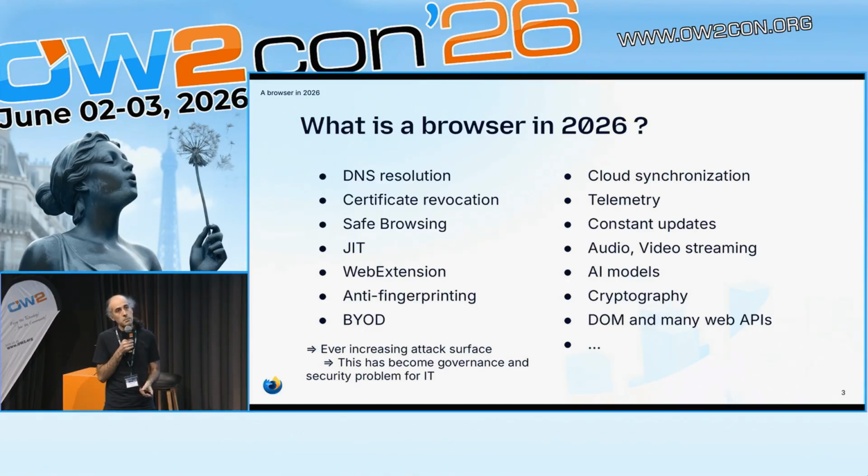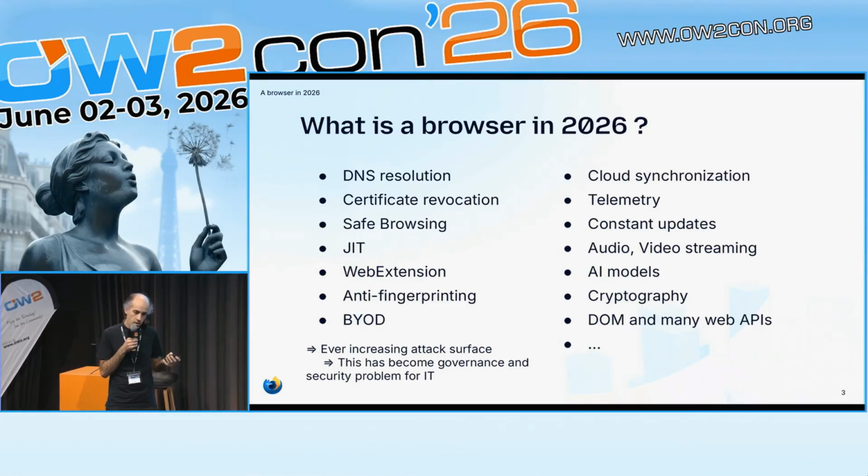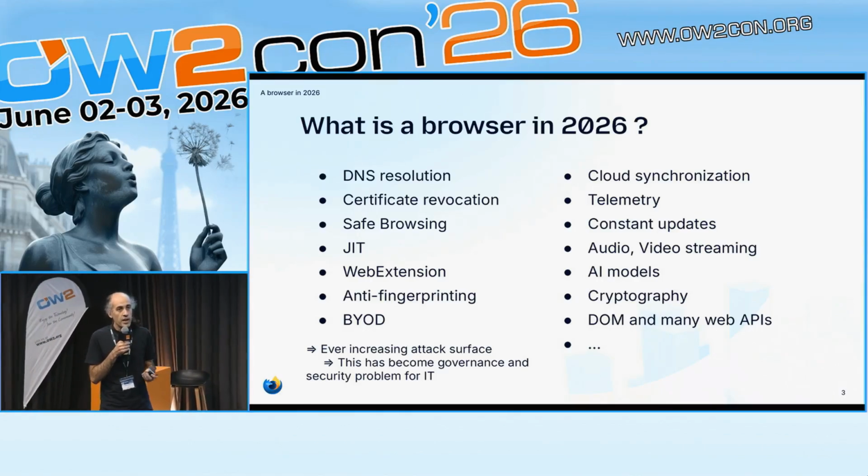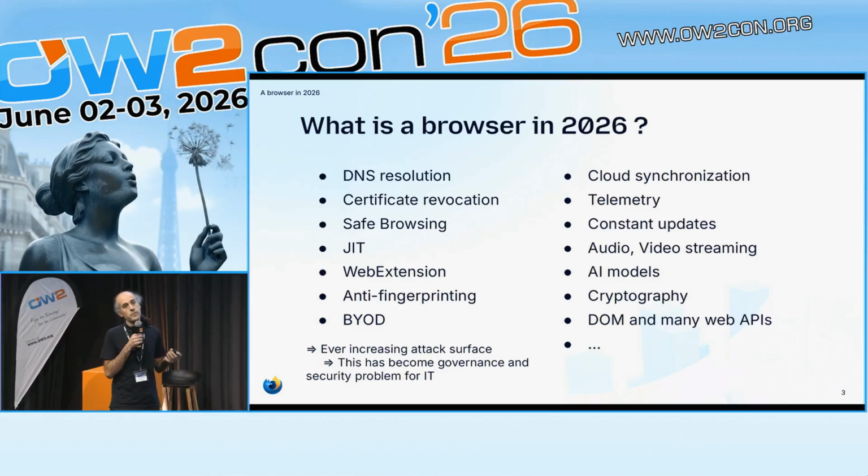We have JIT, because a browser as of today should be super fast. So JIT stands for just in time, for the compilation of JavaScript, for example. You can extend your browser with web extensions. We have techniques to avoid fingerprinting.